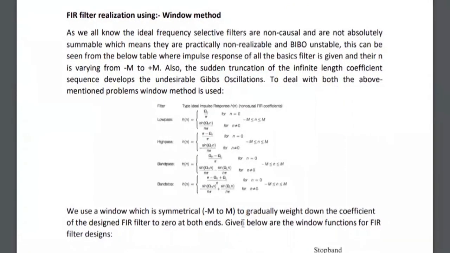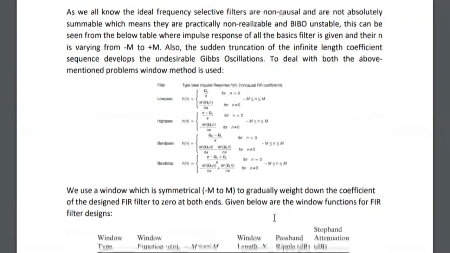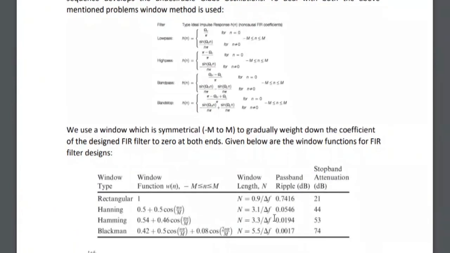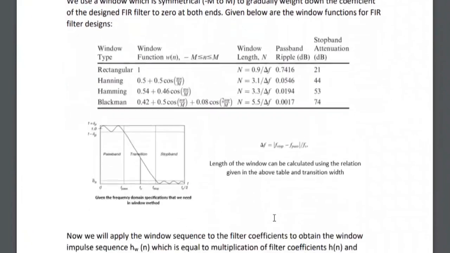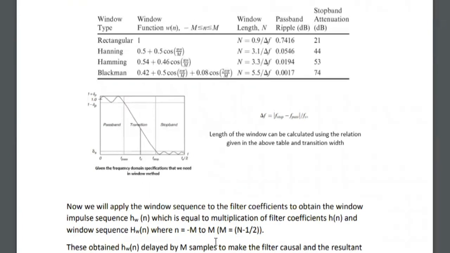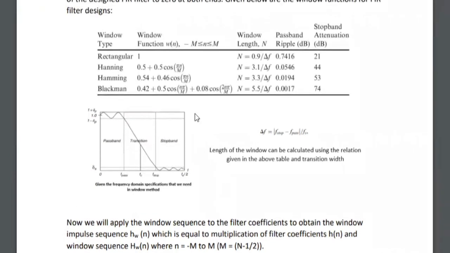We use a window which is symmetrical, defined from -M to M, to gradually weight down the coefficients of the designed FIR filter to 0 at both ends. Given below are the window functions for FIR filter design. Now we will apply the window sequence to the filter coefficients to obtain the windowed impulse response h_w(n), which is equal to the multiplication of the filter coefficient h(n) and the window sequence w(n), where -M to M equals (N-1)/2. We can find w(n) from here and h(n) from here.